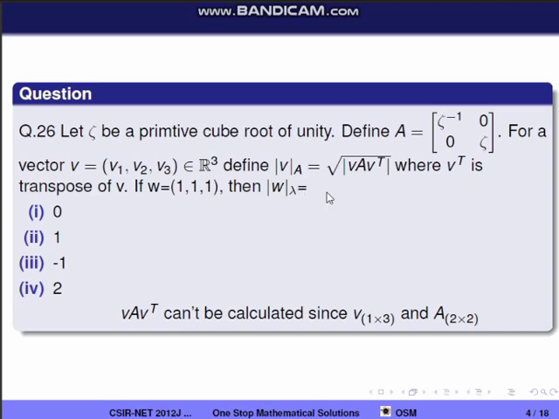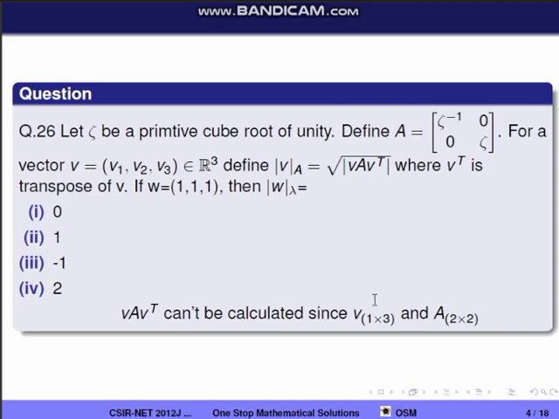Here, if we look into the question properly, the question is actually wrong. Here they have defined modulus V suffix A as square root of V A V transpose. To find this value, we have to multiply the matrices V A and V transpose. But we cannot do that here because the number of columns in V is not equal to the number of rows in A. We know that for matrix multiplication, the number of columns in the first matrix should be equal to the number of rows in the second matrix. But it does not happen here.